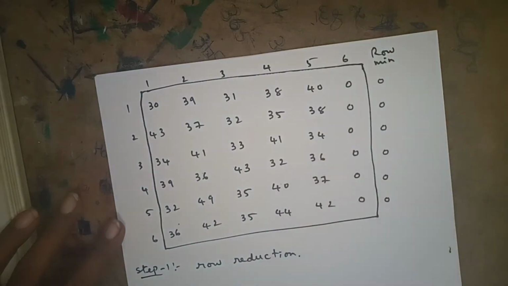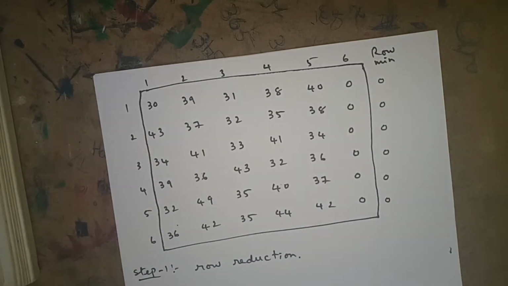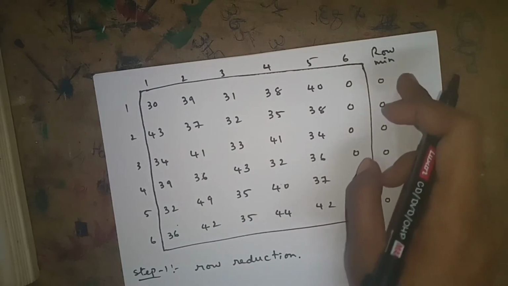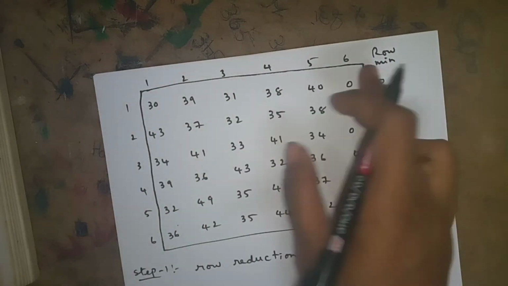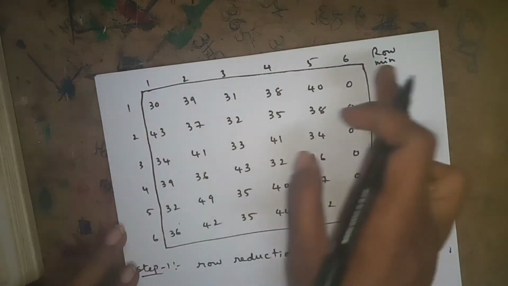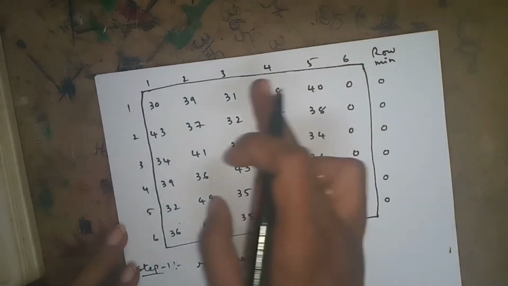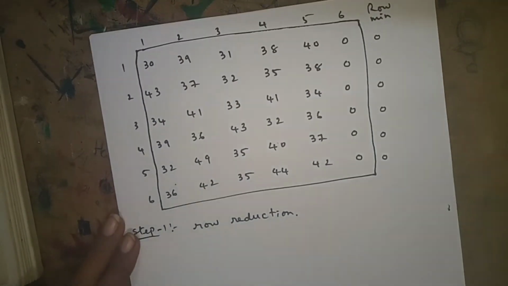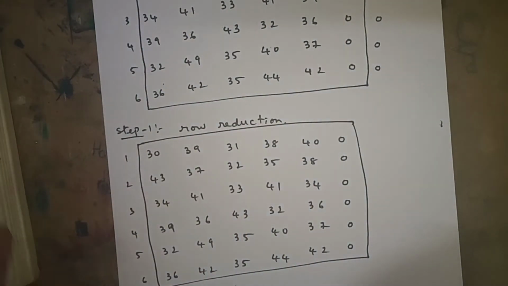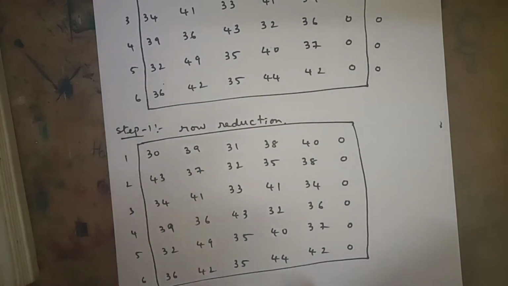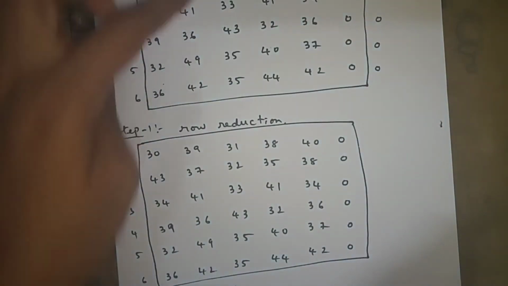Now for each row, you have to write the minimum value, and then subtract this minimum row value from that row. 30 minus 0 is 30, 39 minus 0 is 39, 31 minus 0 is 31, like that. The same values you will get, and I will write the same values. Like this, we did the row reduction. We wrote the minimum value for each row and subtracted it, and because all the minimums are zeros, we got the same values.